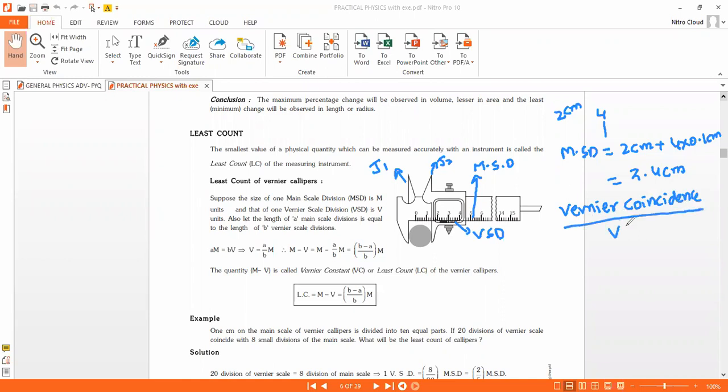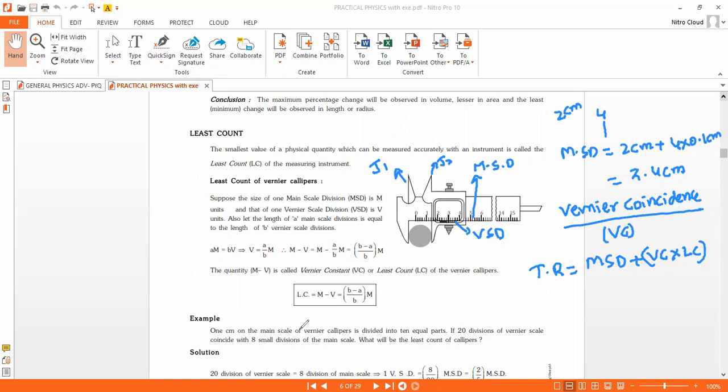So the total reading, I can write it as main scale division plus Vernier coincidence times least count. Multiplication of this least count is only for the Vernier coincidence only. Okay, it's only for the Vernier coincidence only.